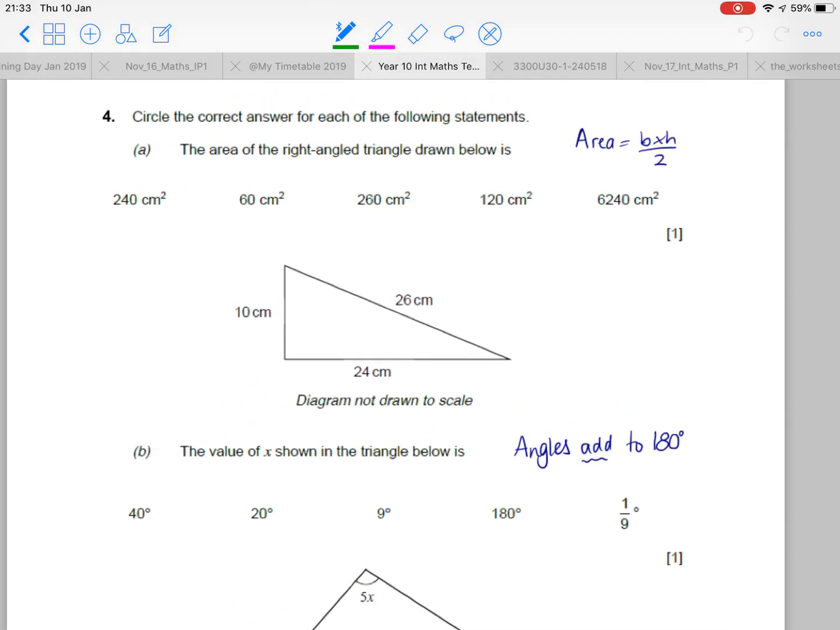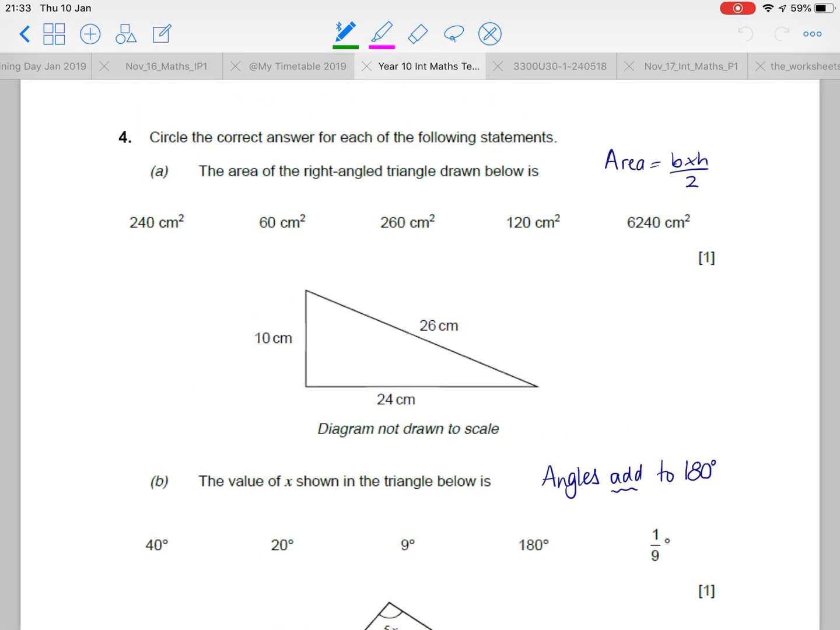Question 4 is multiple choice, but they will always give you a good looking wrong answer to try and confuse you. So if you worked out the area to be base times height, 240. Because you forgot to divide by 2, the answer will be there waiting for you. But when you divide it by 2, 120.